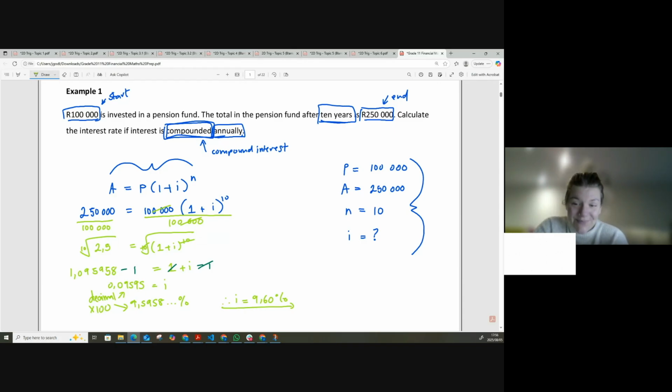So yeah, Teboho, the reason we do is because generally they want your interest. When they say interest rate like this, they're wanting it as a percentage. Always in a percentage, yeah.